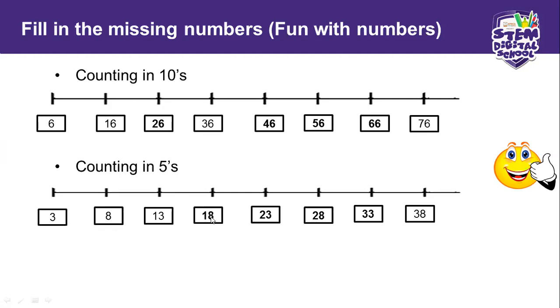You were not given 18, so you put a tick there by 18 for yourself. 23, you put a tick for yourself. 28, you put a tick for yourself. 33, you put a tick for yourself. And then the last number that was given was 38. So remember, we are counting in fives. From 3, you just add 5. 3 plus 5, 8 plus 5, just like that until you get to the last one.